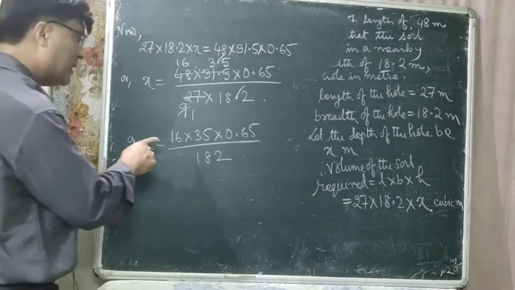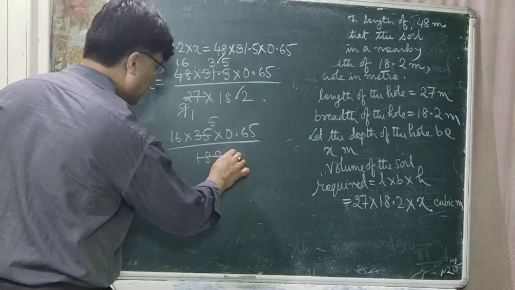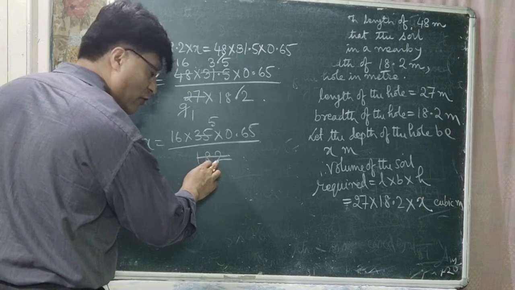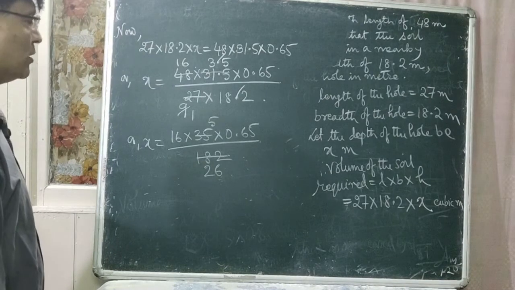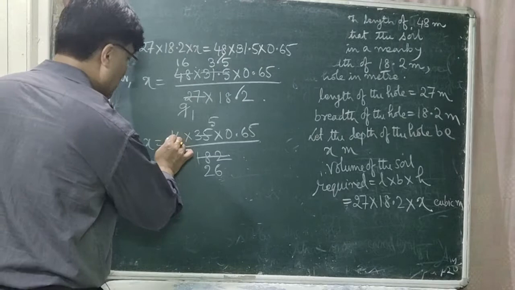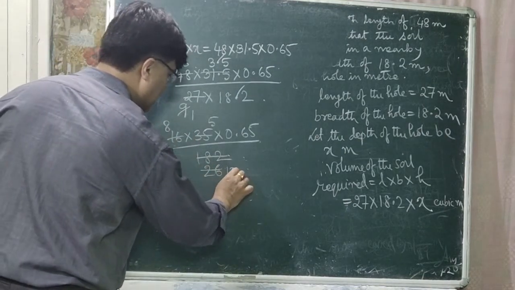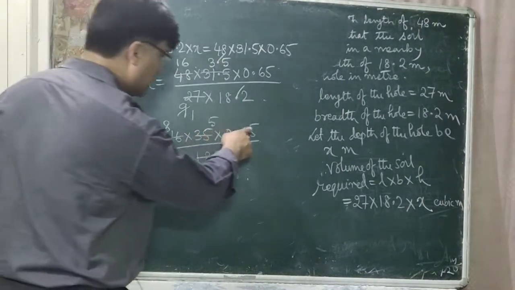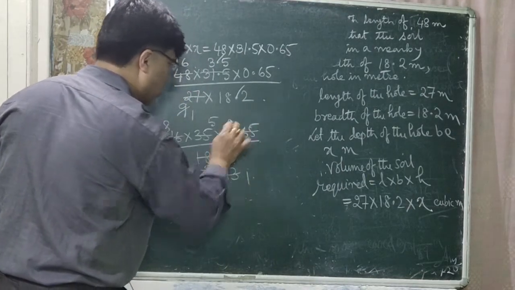Okay, so now again you can cancel here. 7 5s are 35, 7 2s are 14, 18 minus 14 is 4, 42, 7 6s are 42. I think you have understood it. Okay, so we can cancel here. 2 8s are 16, 2 13s are 26. Understood? So you can cancel here also. 13 1s are 13, 0.